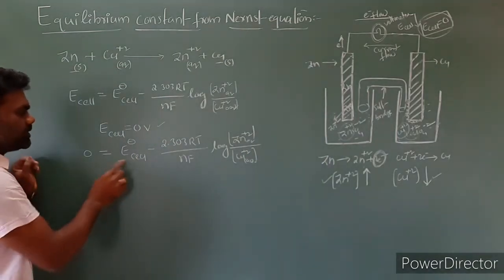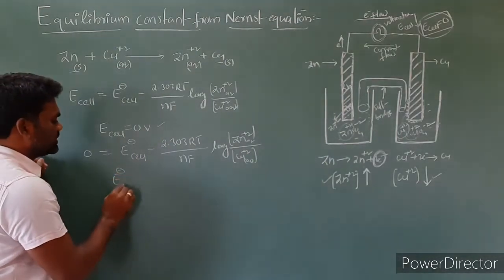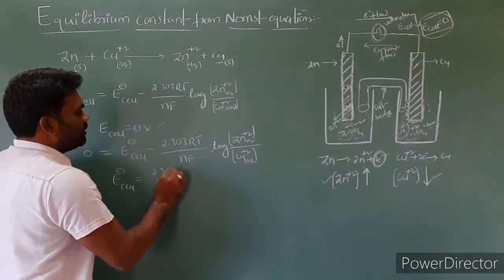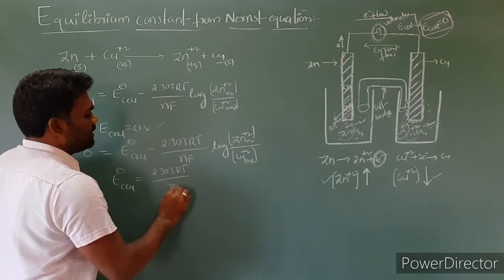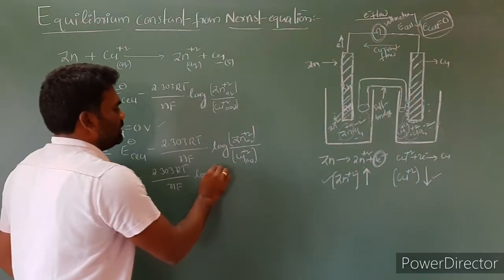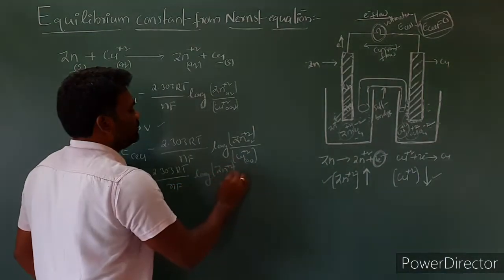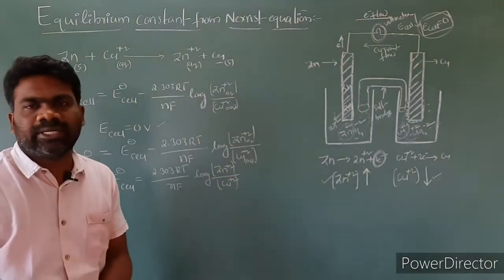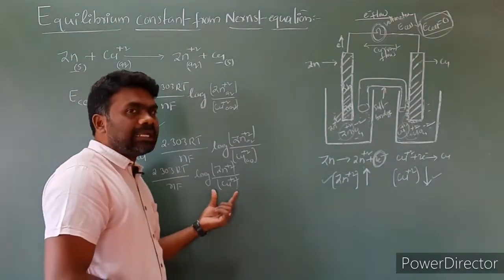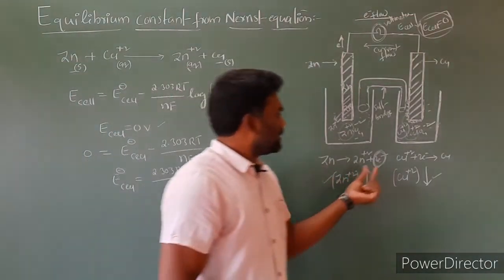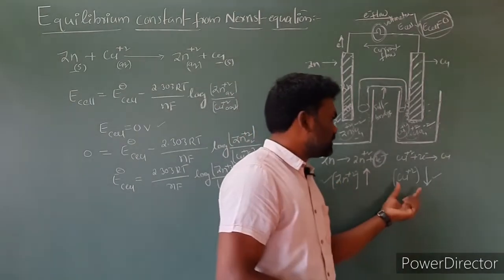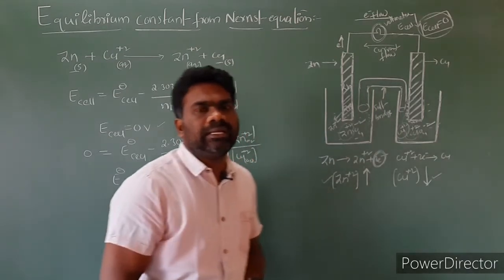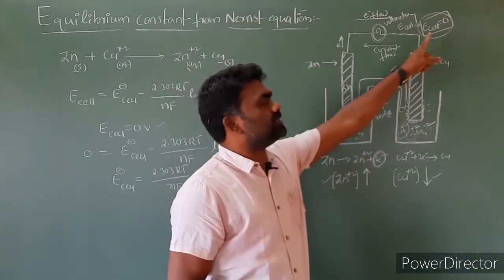From this equation, what we get is E standard cell is equal to 2.303 RT/nF log of Zn2+ concentration by Cu2+ ion concentration. At equilibrium, the concentrations of Zn2+ ions and Cu2+ ions do not change. So the concentration is not changing. We take it as equilibrium, and when equilibrium is reached, E cell is equal to 0.